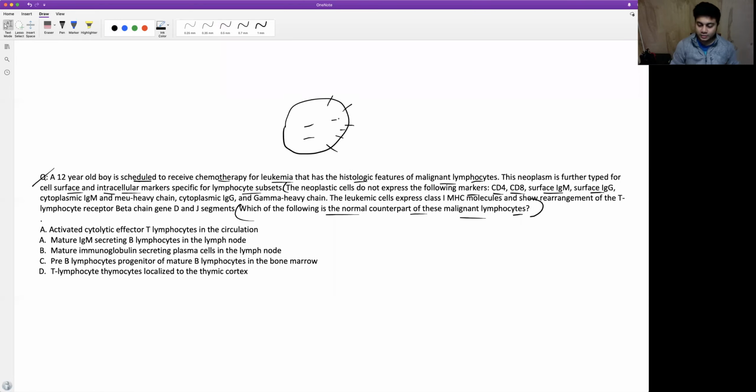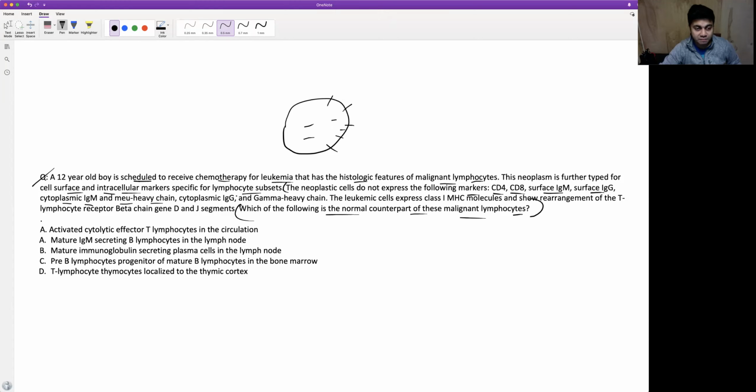They're also looking inside the cell. So it's like the neoplastic cell, they are looking for the markers on the surface, also inside, because they want to be sure what this cell type is, all right? And what they're saying is that this cell doesn't have cytoplasmic immunoglobulin M and mu heavy chain.